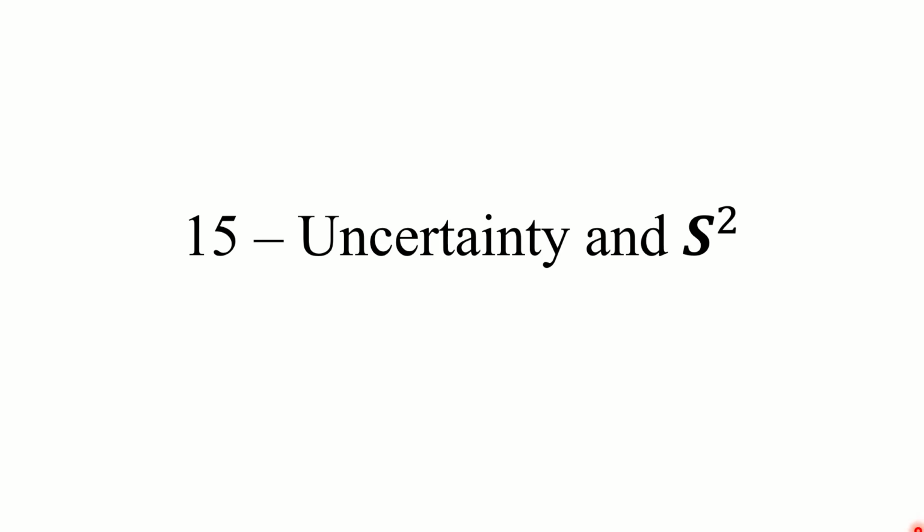In today's lecture, we're going to follow on what we learned last lecture. In the last video, we defined the commutator and looked at how that related to incompatible observables. Today we're going to discuss uncertainty.